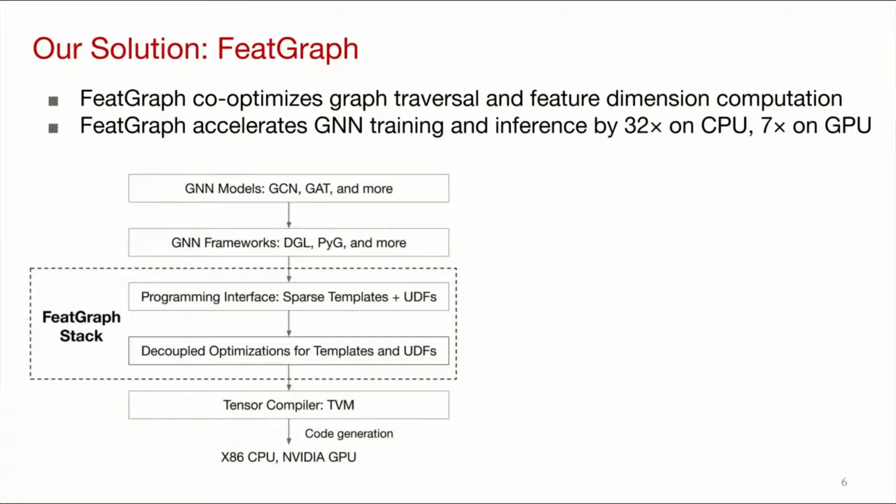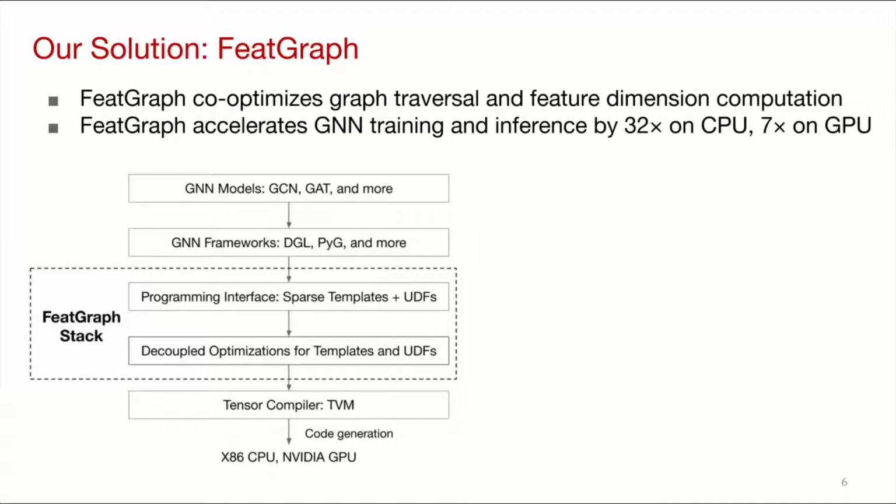This is the system overview of FeatGraph. At the top level, users train GNN models in specialized systems such as DGL and PyTorch Geometric. FeatGraph serves as a backend for these systems. FeatGraph provides a flexible programming interface.